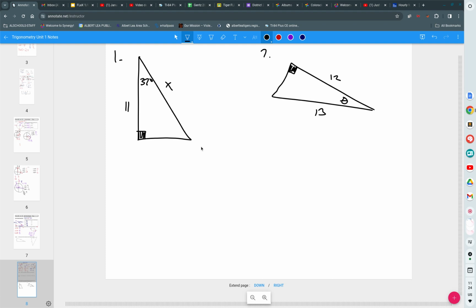Right, so now I can sign. Okay, and so by the way, this side right here is the opposite. It's across from the hypotenuse. That's the hypotenuse.